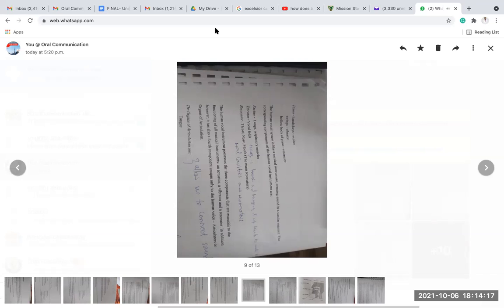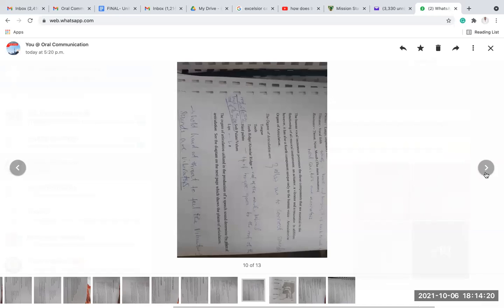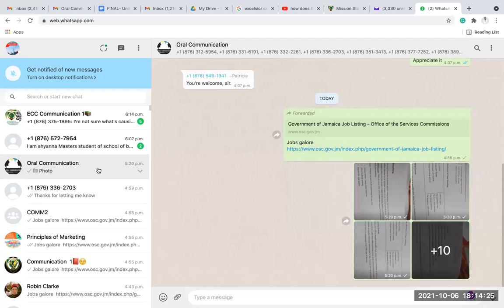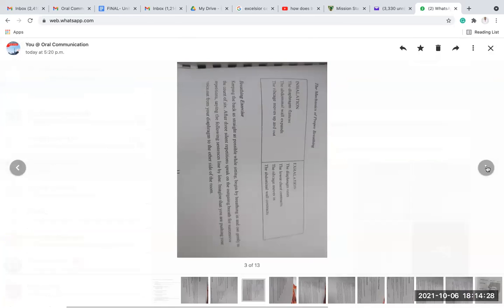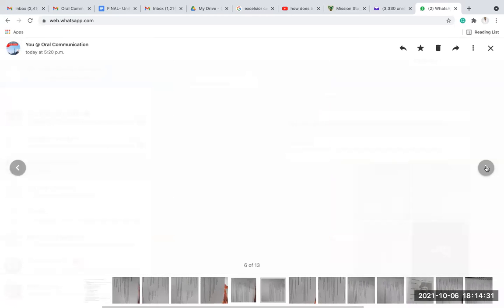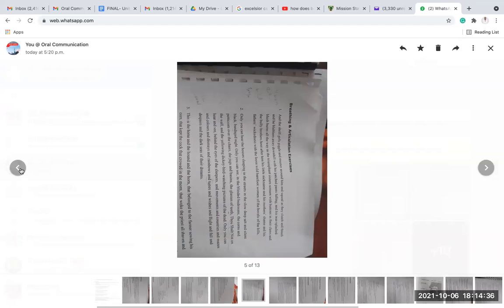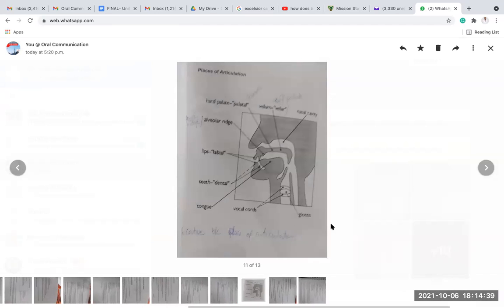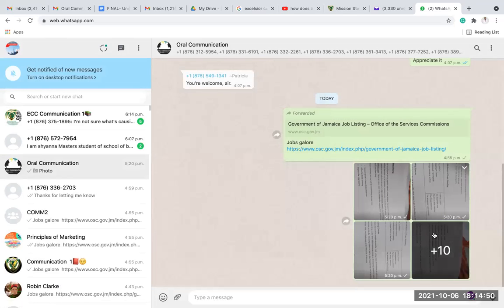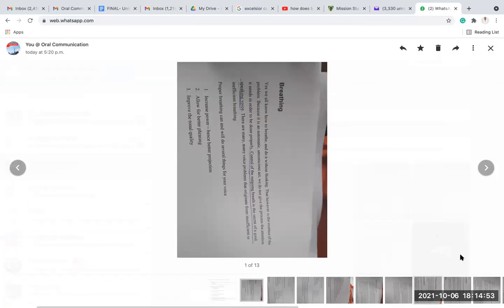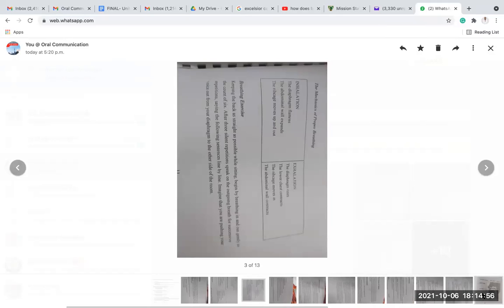Continuing, now we're going to look at a biological diagram of the places of articulation. Let me just click on it. All right, so places of articulation. You're seeing the diagram? I can't increase the size, right?